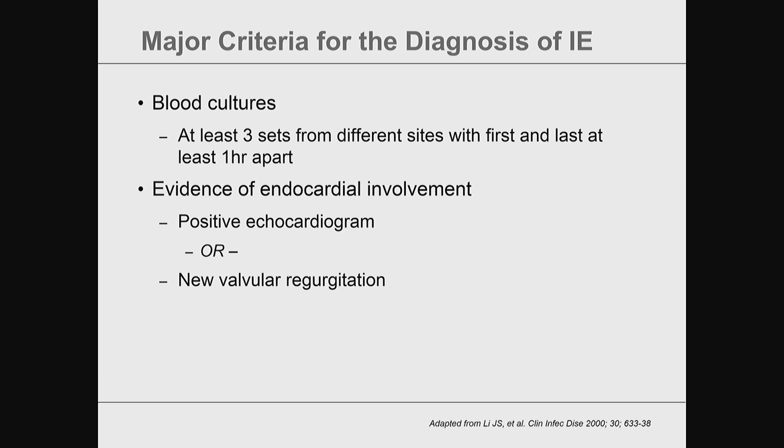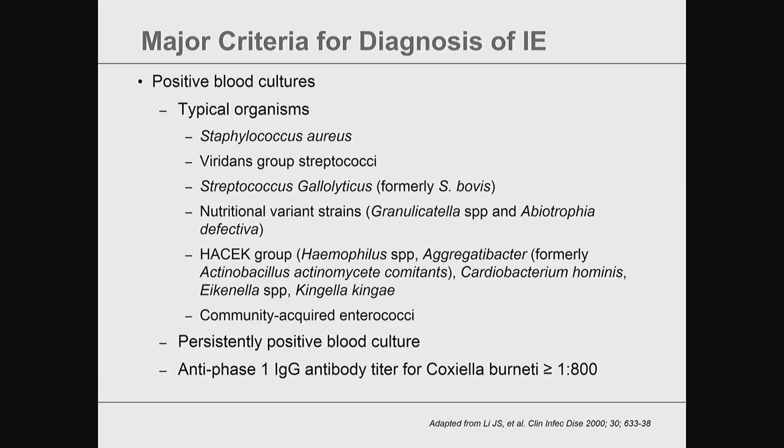It must be a new valvular regurgitation. Well, when we talk about blood cultures, it does matter what the organism is. Well, the typical organisms are Staph aureus, Viridans group strep, Streptococcus gallolyticus, which was formerly Streptococcus bovis. We can't forget about the nutritionally variant strains of Streptococcus, Granulicatella or Abiotrophia are the 2 most common ones, though they are rare overall. And then the HACEK group.